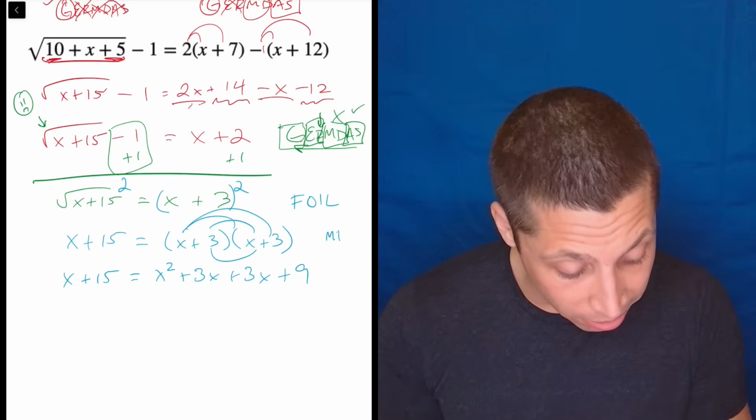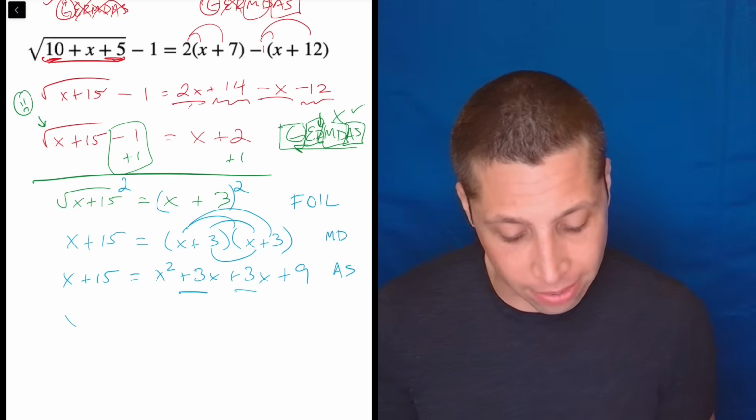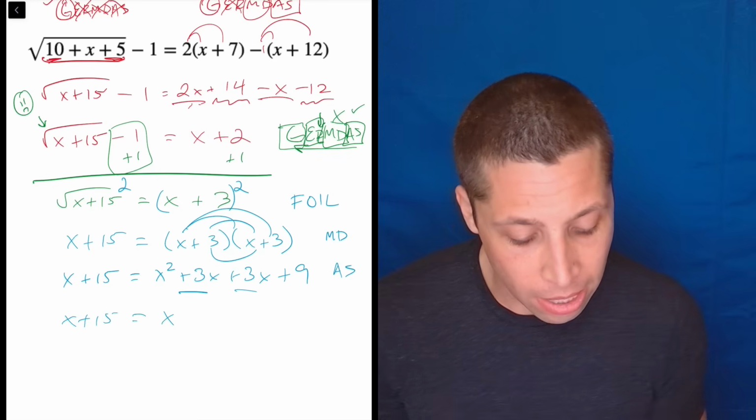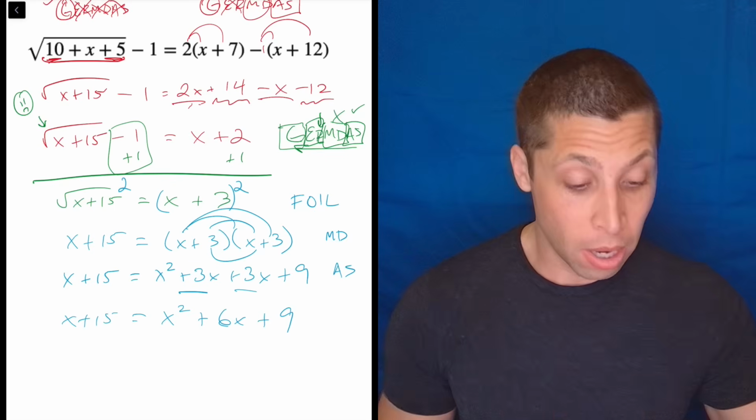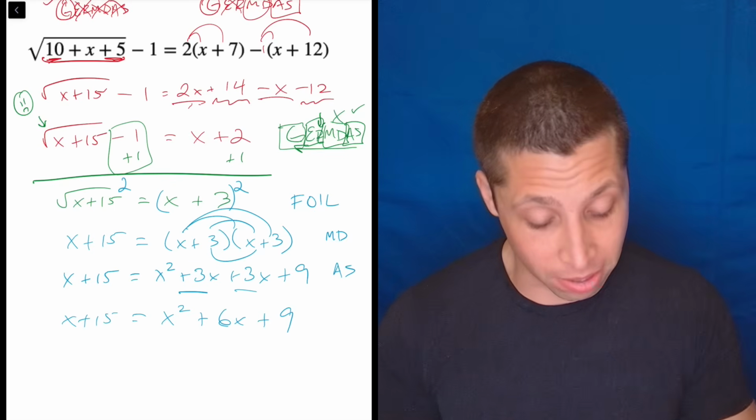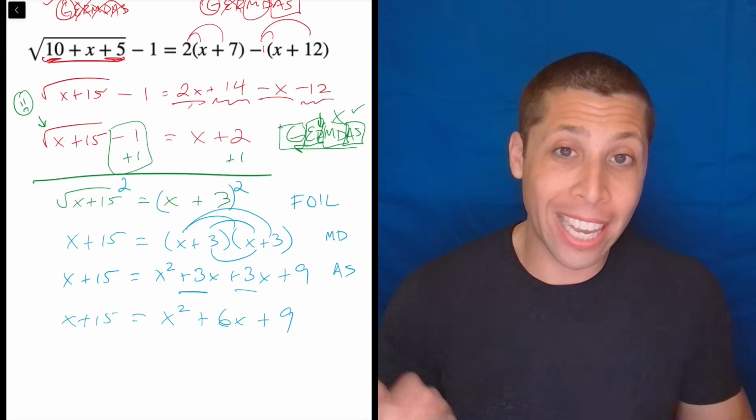So GERMDAS, we did some multiplication and division. Now we do addition and subtraction, and we can add these things together. So x plus 15 equals x squared plus 6x plus 9. We are moving through in a way that is still very consistent with the rules of GERMDAS. Now, I'm at a point again where I can't do anything. I can't simplify anymore, right?